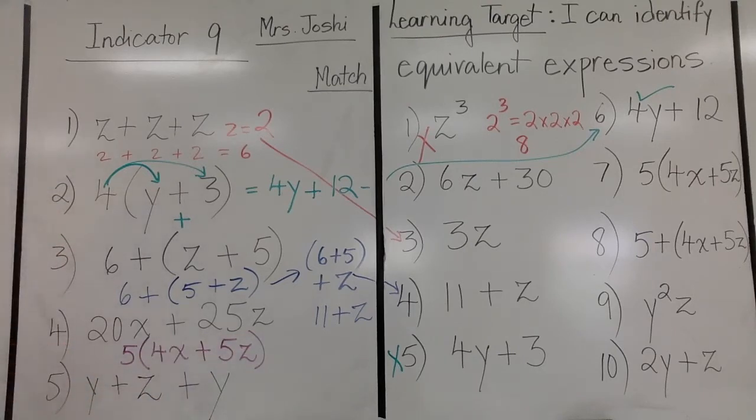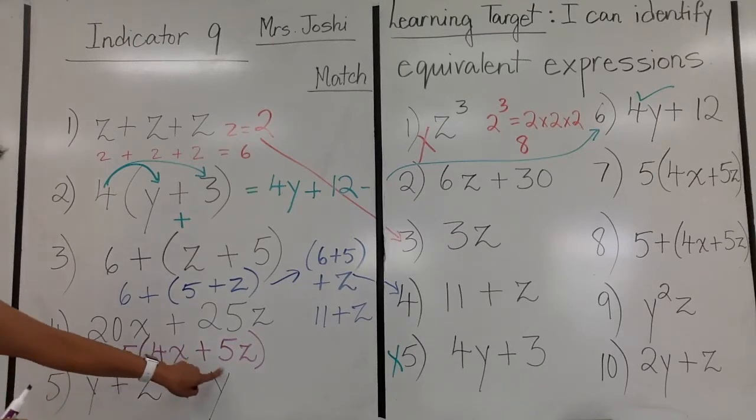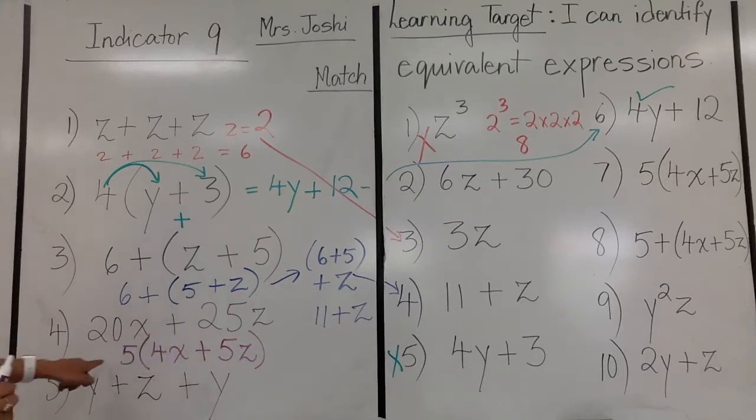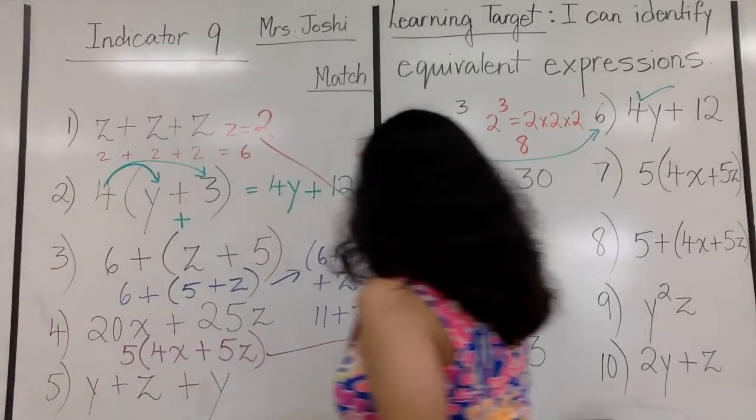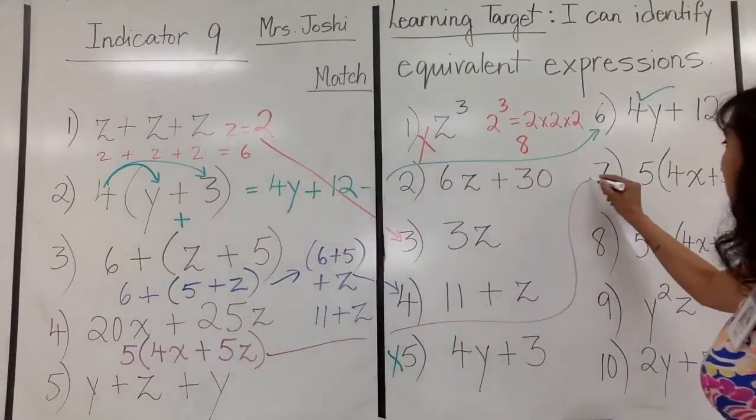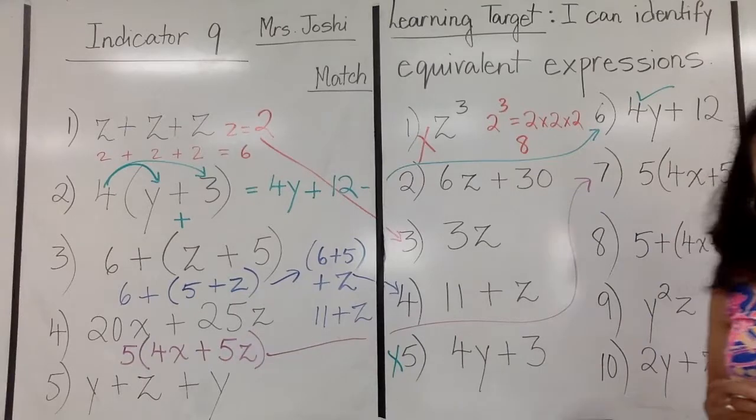So now let's look at this one. 5 times 4, 20x. 5 times 5, 25z. So this is the distributive property that has been applied. And so therefore, my number 7 is matching with number 4.